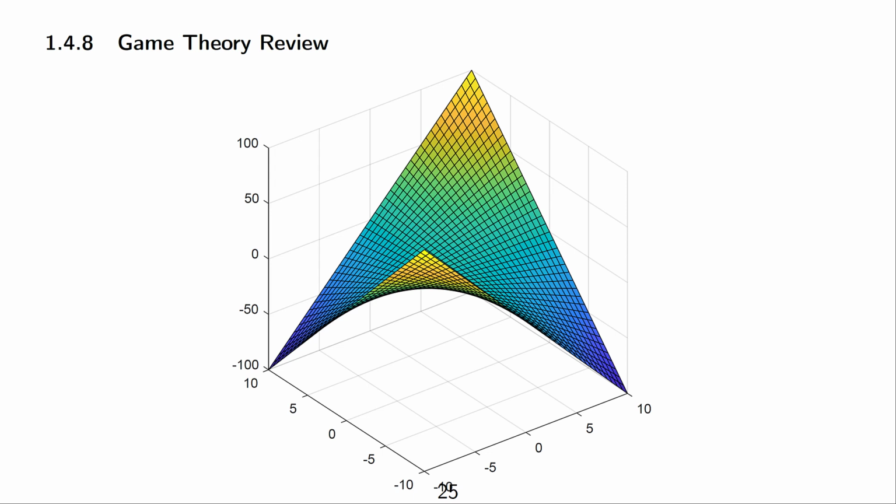Okay, we're going to review some game theory, and we're using this example of what I would call a saddle game. What we see here is the plot of the function x times y. So one of the coordinates is plotted here, and the other one is here.